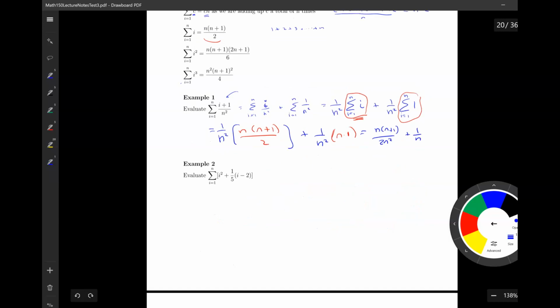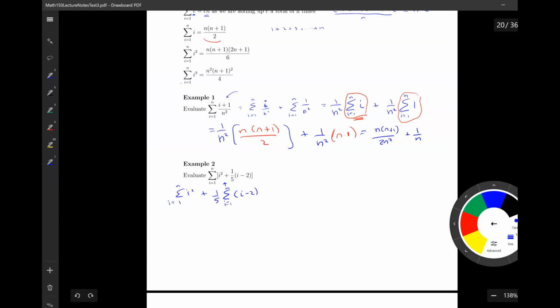All right, let's do one more here. So I've got lots to piece apart here. So let's first separate around this addition. So I have the sum of i squared plus 1/5 and the sum of i minus 2, i equal 1 to n, i equal 1 to n.